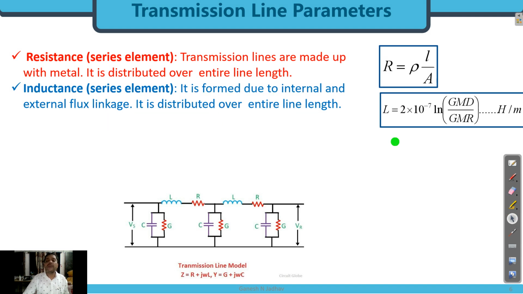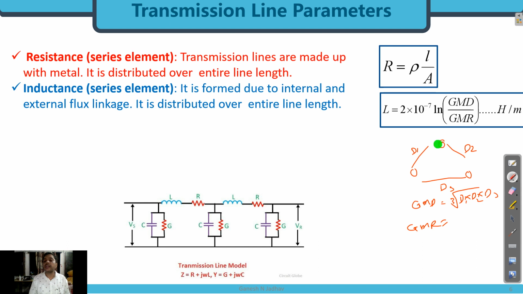So what is the formula of that inductance? L is equal to 2 into 10 raised to minus 7 ln(GMD upon GMR). Hope you remember the concept of GMD and GMR. Suppose we have three conductors, equally spaced by d meter, then its geometrical mean distance, GMD, is given by the cube root of d into d into d. So in this case it is equilaterally spaced. Suppose this is d1, this is d2, this is d3, then this is the GMD. How to calculate the GMR?